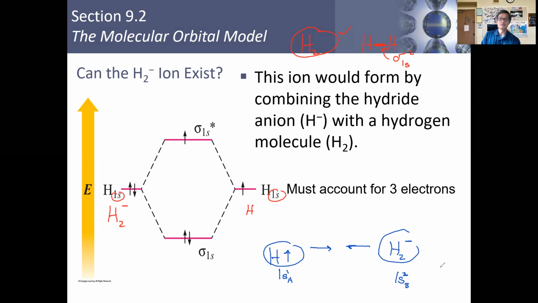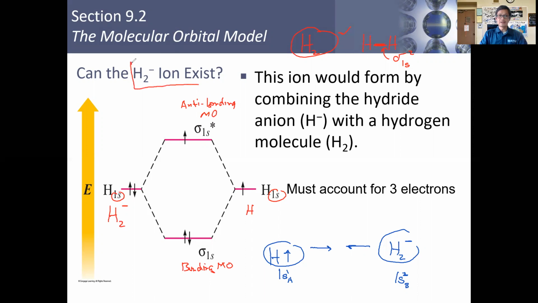Like we said, you've got 2 1s orbitals, a 1s orbital here and a 1s orbital here. They're going to come together, and when they do, they're going to form 2 molecular orbitals. Here you have your bonding molecular orbital, and here's your anti-bonding molecular orbital. These represent locations in which the electrons can occupy when they're part of this molecule right here.